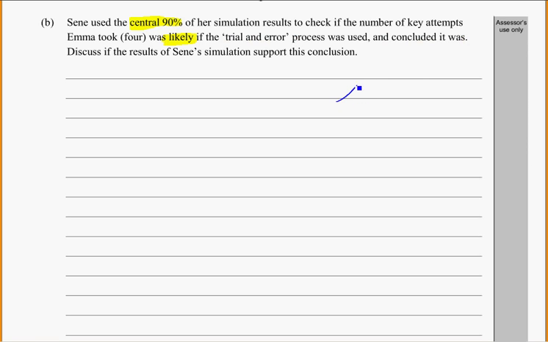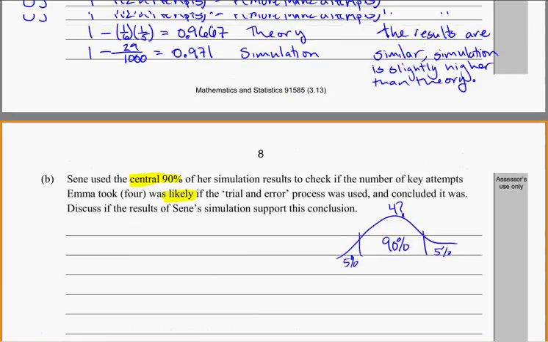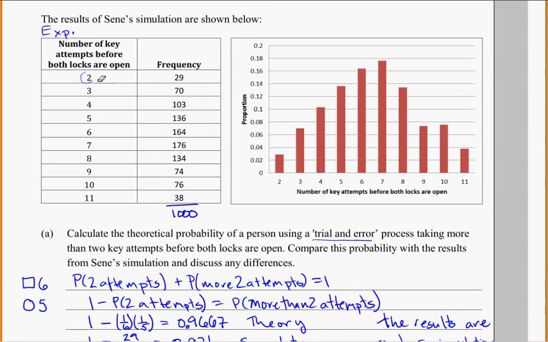So if you want to think about that simulation idea, she's saying I'm going to take that 90% in the middle and see if it includes 4. So that means I've got 5% at the top I'm going to cut off, and 5% at the bottom I'm going to cut off. So we need to go back to our group here, and we know that out of 1,000, if I find 10% of that, so 1,000 times 0.1, I'm going to get 100. And if I divide that by 2, that's going to be 50, so I need to take 50 off the top and 50 off the bottom.